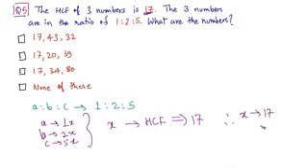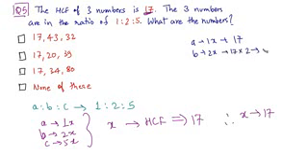Now we have the value of x as 17. We can find out the values of A, B and C. So A is 1x, that is 1 into 17, which comes out as 17. B is 2x, which is 17 into 2, which comes out as 34. And C is 5x, which is 5 into 17, which is 85. So none of these options contain our answer. So the answer is none of these.